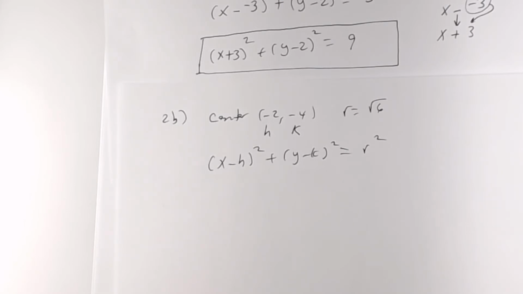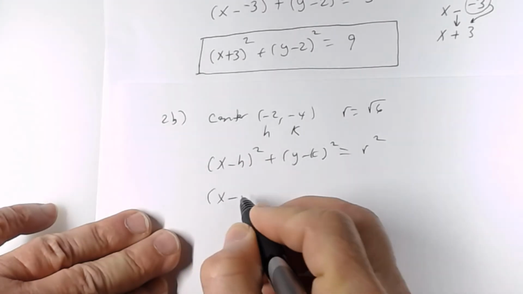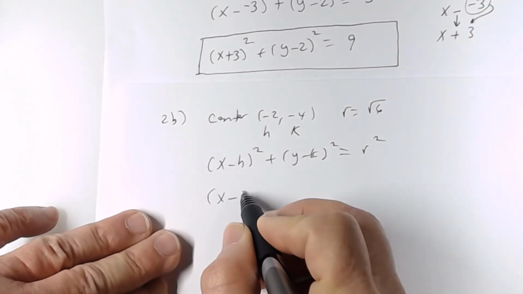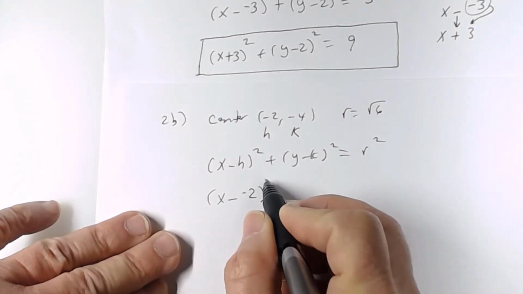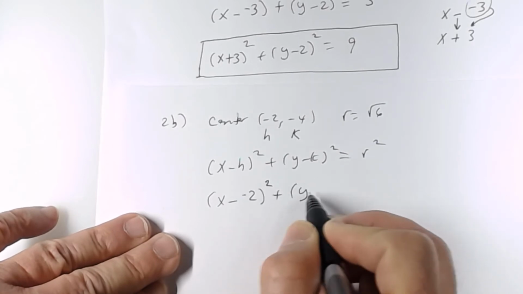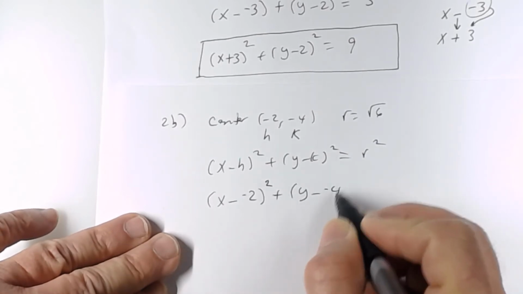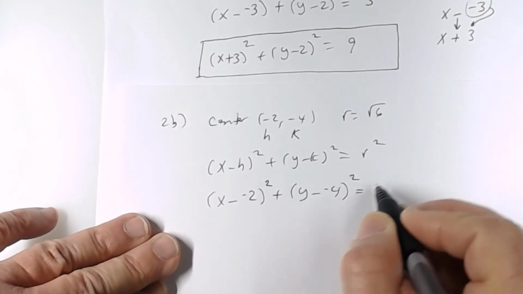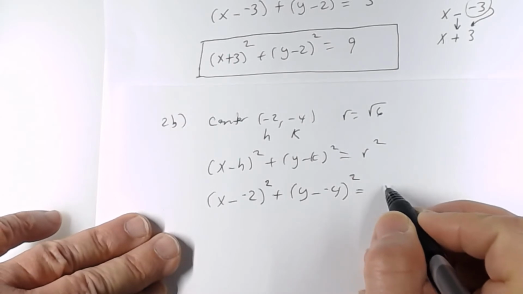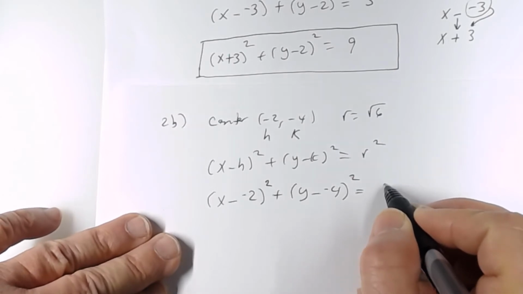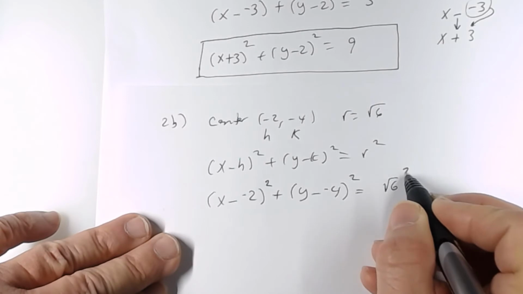All right, so I get x minus h. What's h? Negative 2. What do I do to that? Squared. Plus y minus k. What's k? Negative 4. What do I do to that? Equal. All right, now r. What's r? Square root of 6. What do I do to that? Square it.